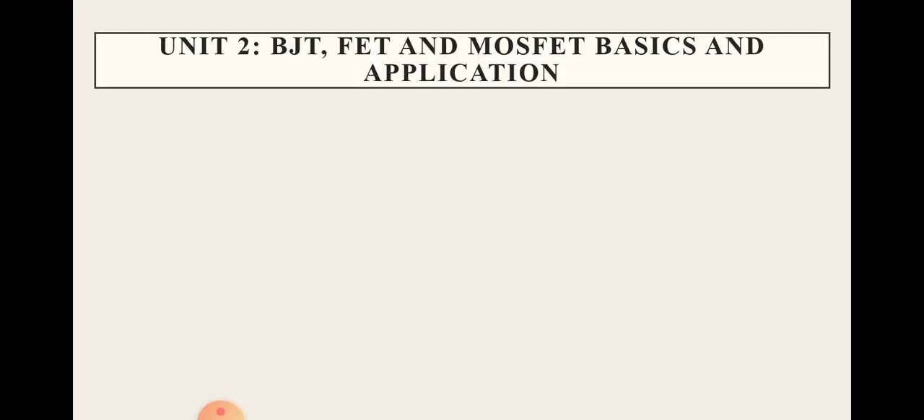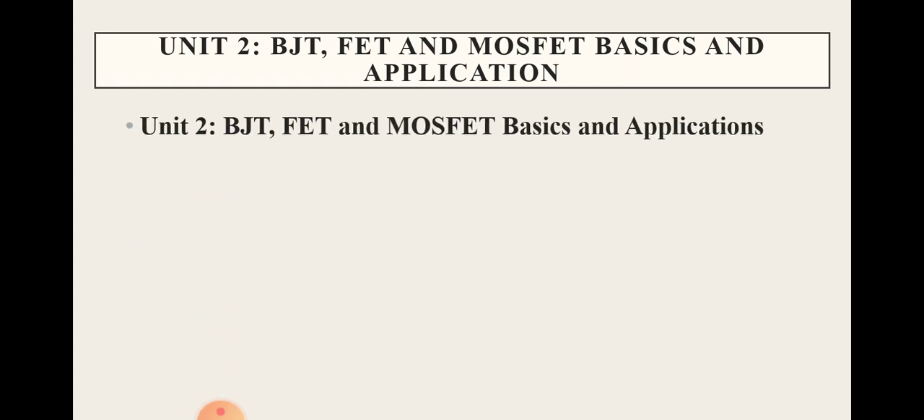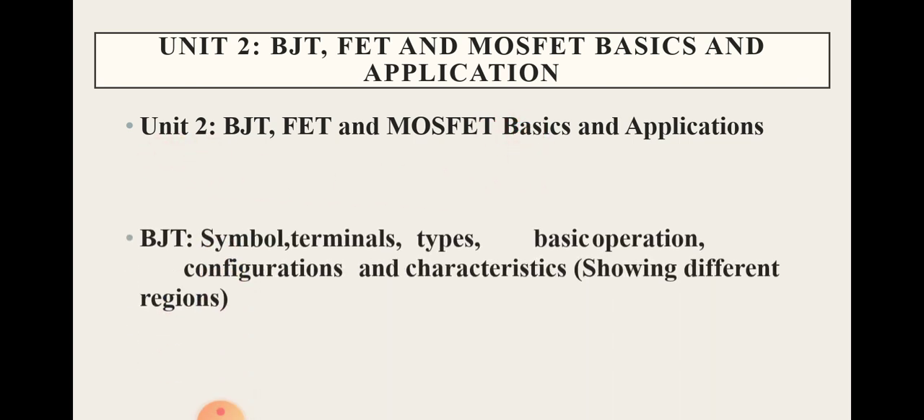Let us move towards unit 2. The name of unit 2 is BJT, FET and MOSFET basics and applications. So see here, BJT means bipolar junction transistor, field effect transistor and metal oxide semiconductor field effect transistor. All these three types are related to the transistor, that is the second type of semiconductor device that we are going to study in chapter 2, that is unit 2. The basics of all transistors and their applications, we will study in unit 2. So let us see the topics one by one.